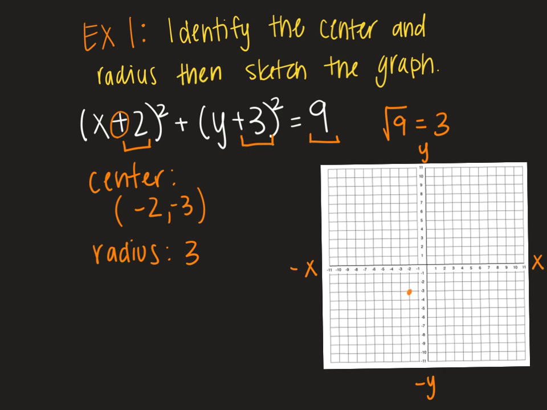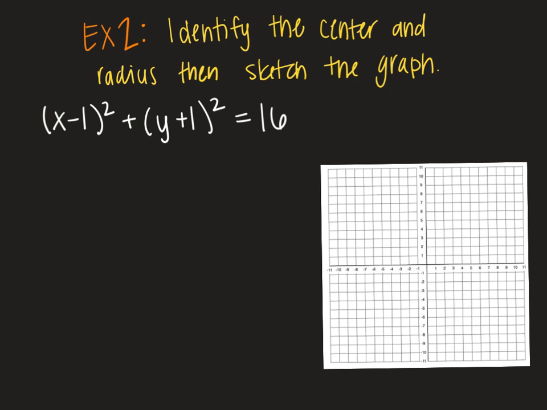And then it has a radius of 3. So I go out 3 in every direction: 1, 2, 3, 1, 2, 3, 1, 2, 3. And so your circle is going to look something like this. I'm not an expert at drawing circles, I'm sorry, but it looks somewhat circular-like. And that's what your graph is going to look like. We're going to do another example.